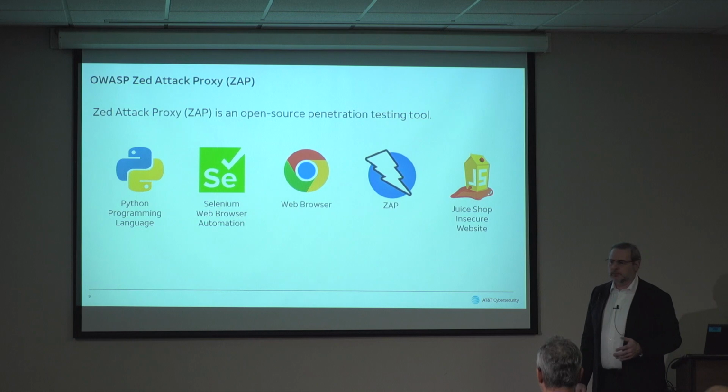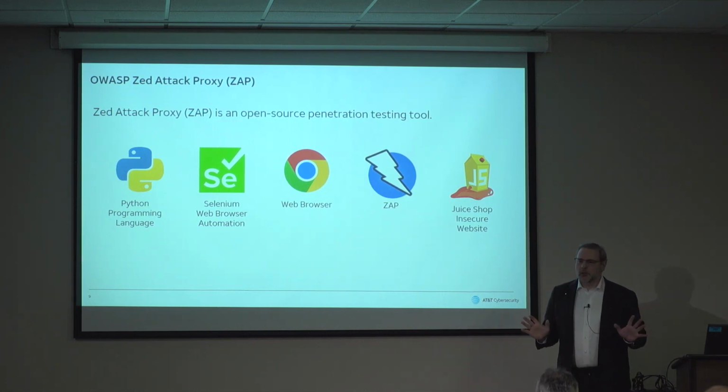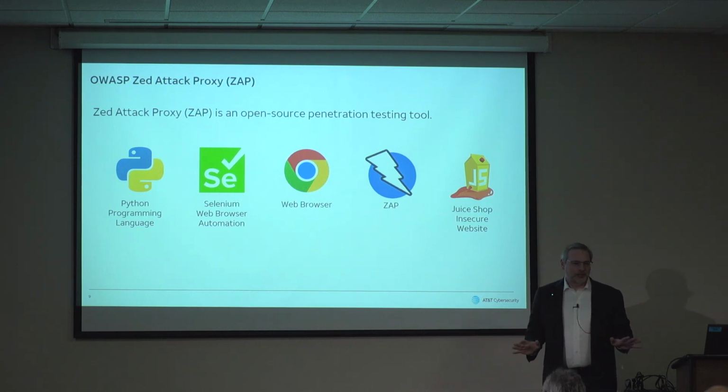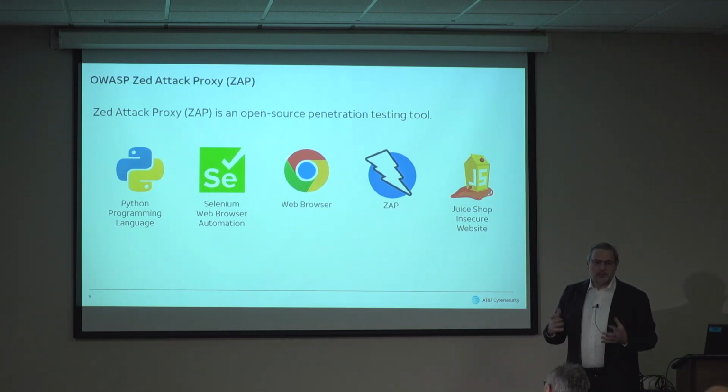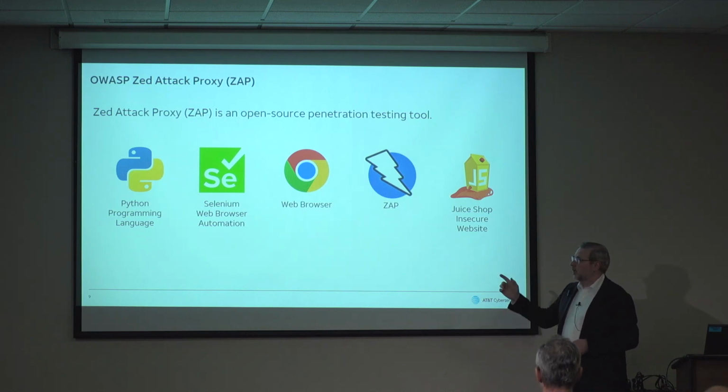So I'm going to show an example. I don't trust Darwin, so I'm not going to test him. I do have a video though of using the Z attack proxy to perform that same type of test. And I'm going to use these different tools here to support that.